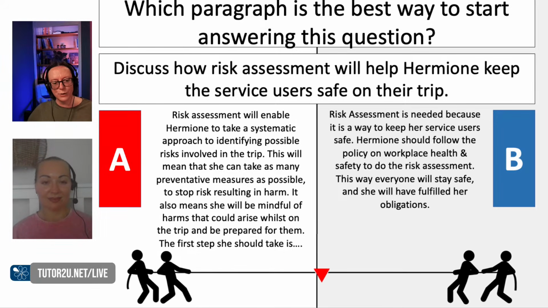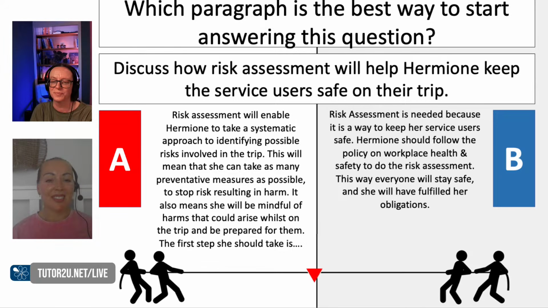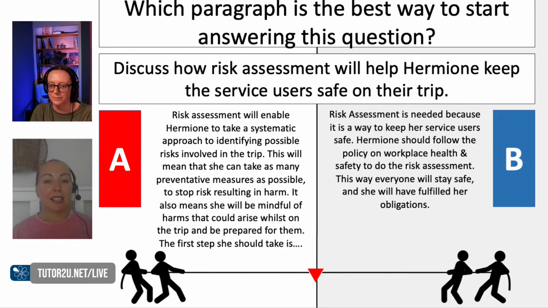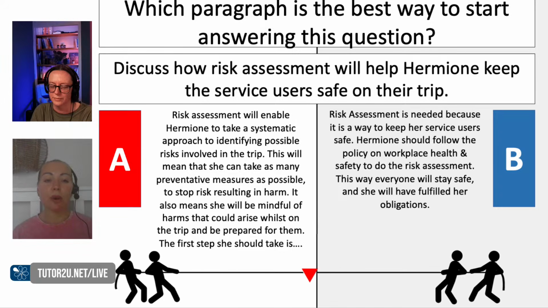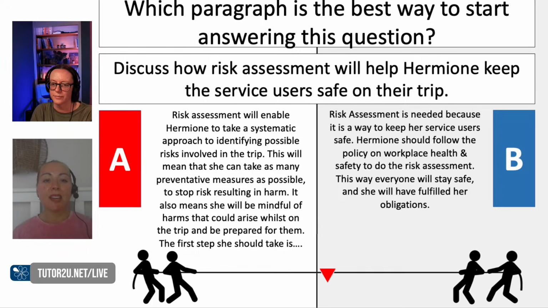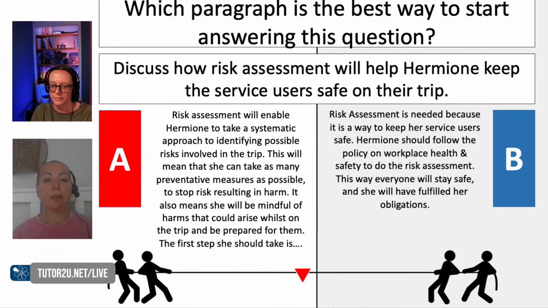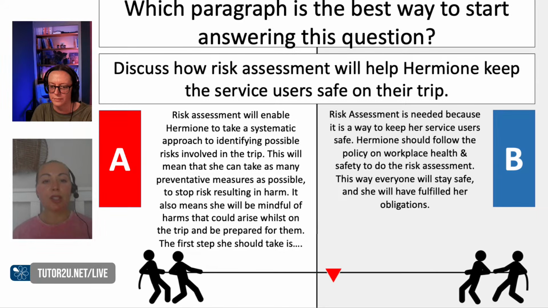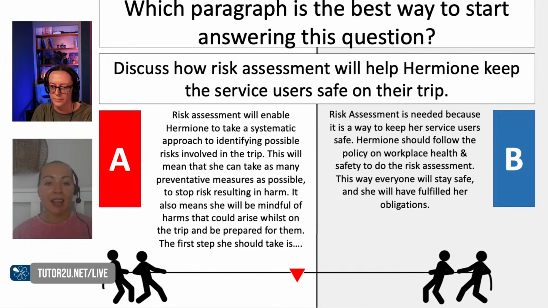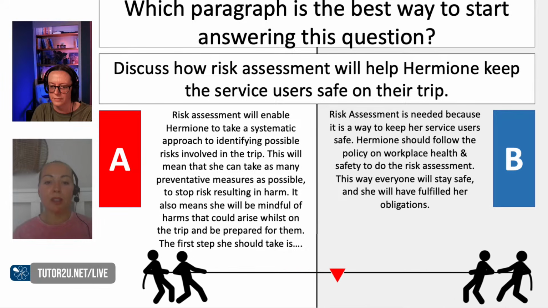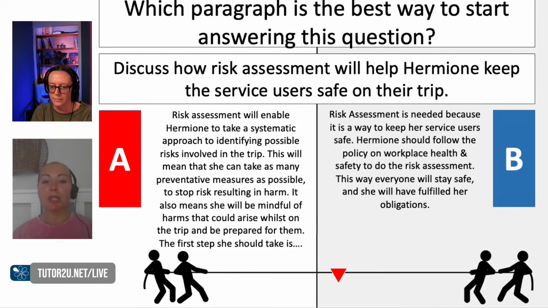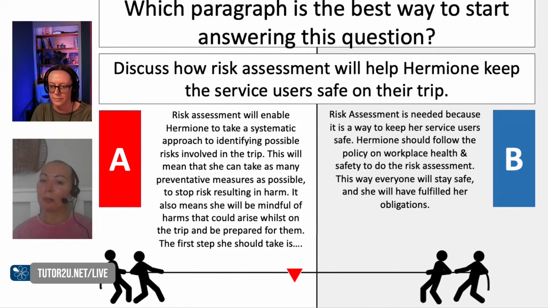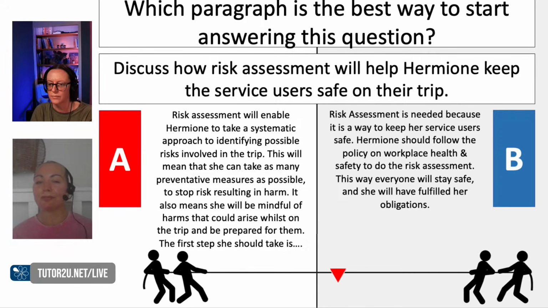So student A, Laura, please read out your paragraph. Thank you. So risk assessment will enable Hermione to take a systematic approach to identifying possible risks involved in the trip. This will mean that she can take as many preventative measures as possible to stop risk resulting in harm. It also means she will be mindful of harms that could arise whilst on the trip and be prepared for them. The first step she should take is, because remember this is just the beginning of my answer.